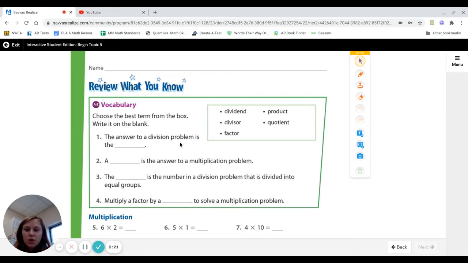Number 1, the answer to a division problem is a quotient. Number 2, a blank is the answer to a multiplication problem. So for multiplication, I know that would be product. You can write it on the line or to the side. I can't quite fit mine on the line, so I'm going to write it to the side.